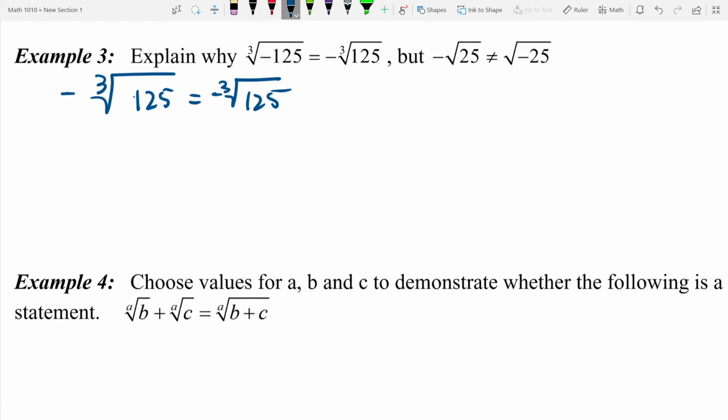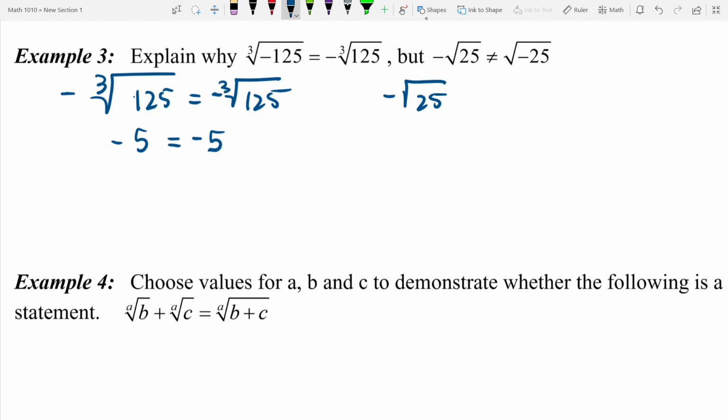And then the cube root of 125, if you punch that in your calculator, or you can just think about it, it's a 5. So it's -5 equals this guy right here, -5. So that's true. How about this one?